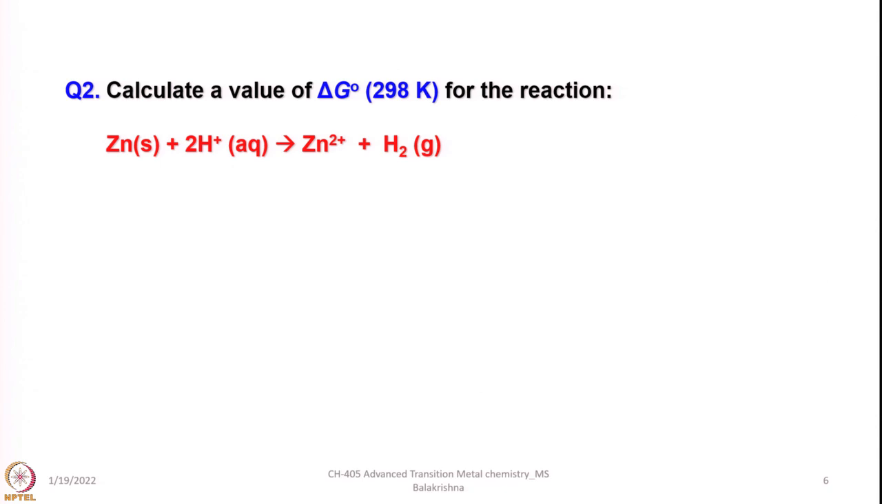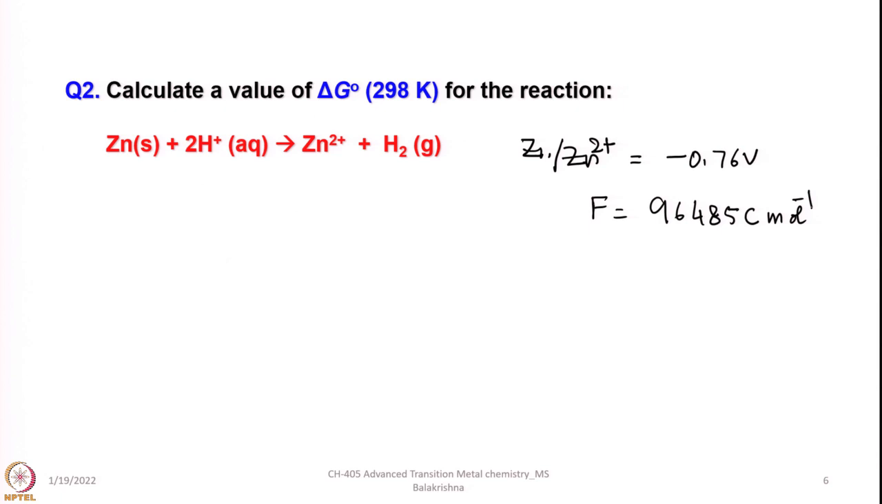Calculate a value of delta G for the reaction. Of course, here again you can anticipate the same answer that I showed you in my previous solution. Here what we have to do is, once again, we have the value of minus 0.76 volt, and F is known, 96485 coulombs per mole. What we have to do is calculate delta G.